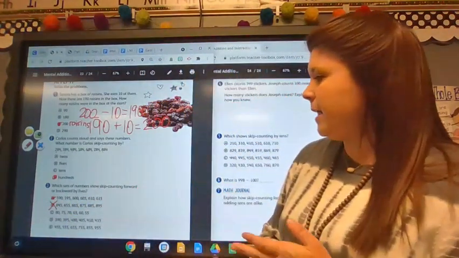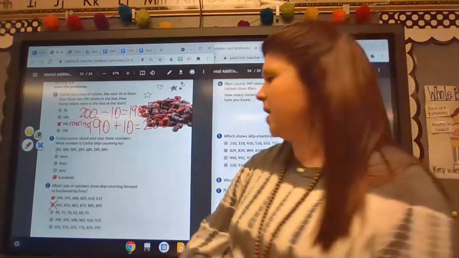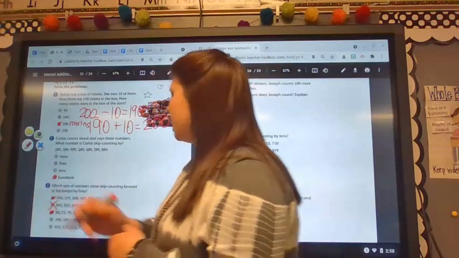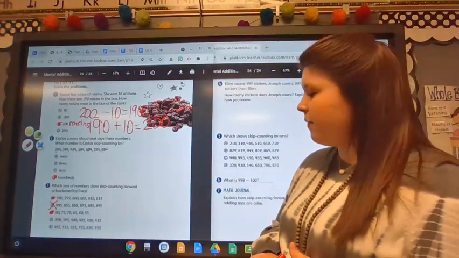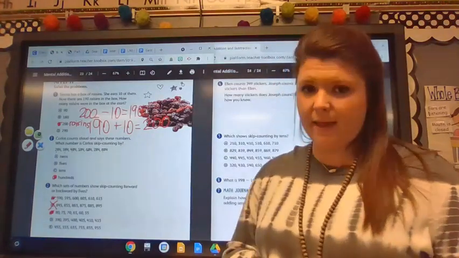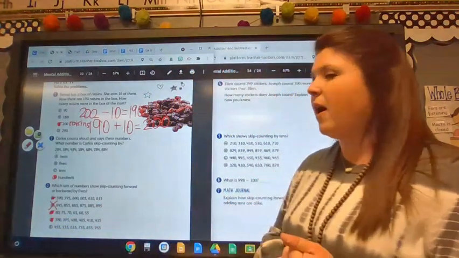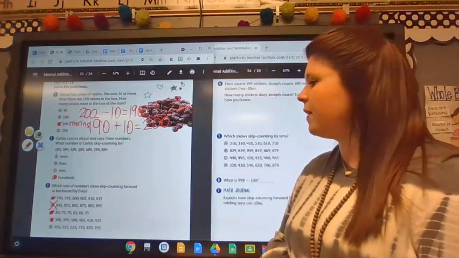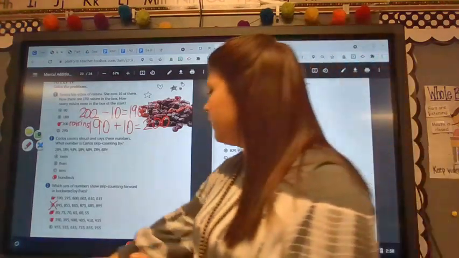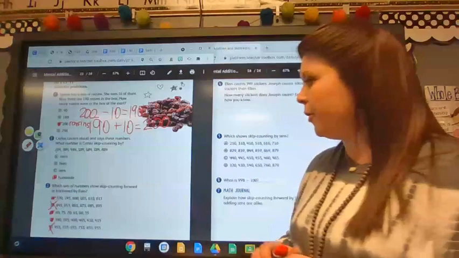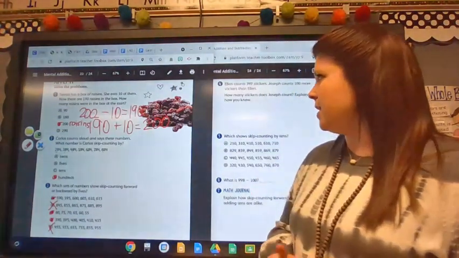C, 80, 75, 70, 65, 60, 55. That's skip counting by fives backwards. D, 390, 395, 400, 405, 410, 415. That's skip counting by fives forward. E, 455, 555, 655, 755, 855, 955. That's skip counting by hundreds. So, skip counting by fives forwards or backwards is A, C, and D.